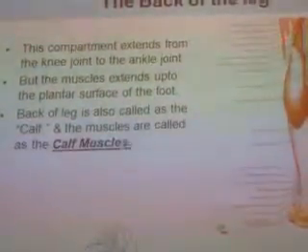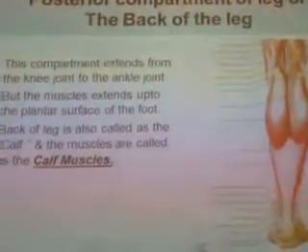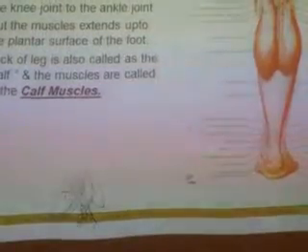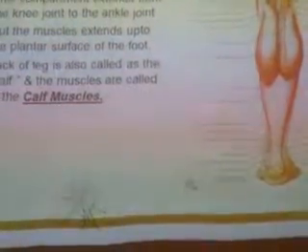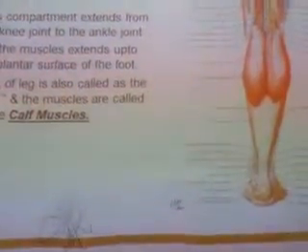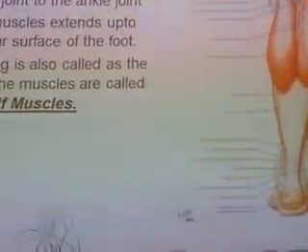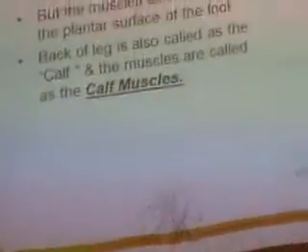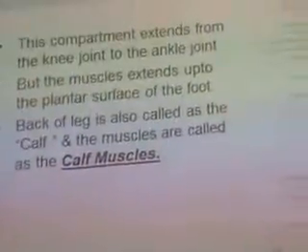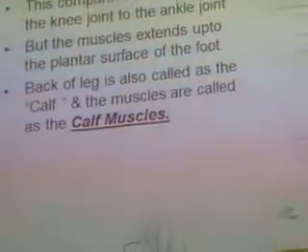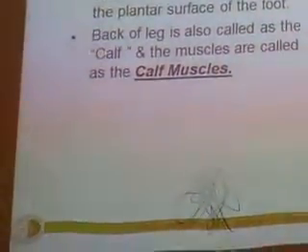This back of the leg is also called the calf. This is the other name. So these muscles of the back of the leg will be called the calf muscles. Whenever they ask you to mention the names of the calf muscles, you should know what is meant by calf muscle. Just like I told you, the posterior compartment of the thigh is called the hamstring. They can directly ask a question on hamstring or on the calf, so you should know the other names for these compartments also.